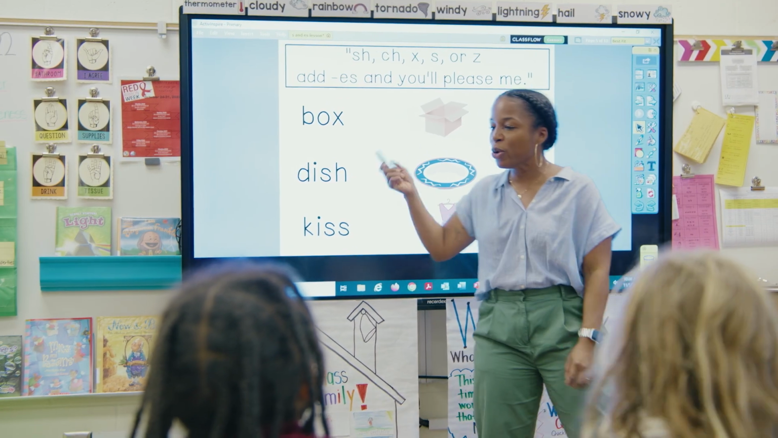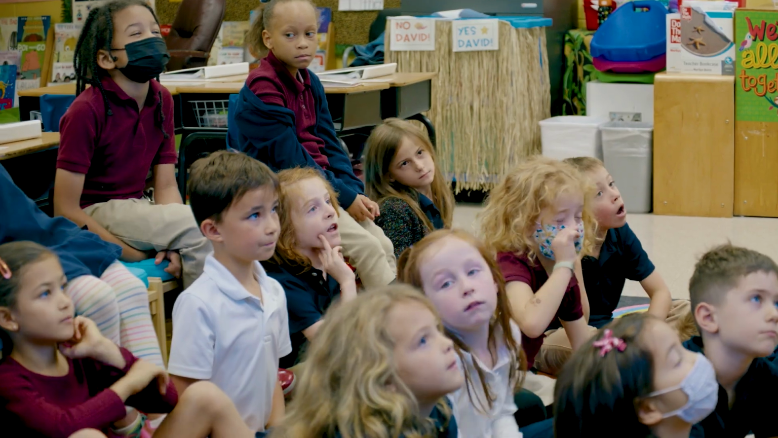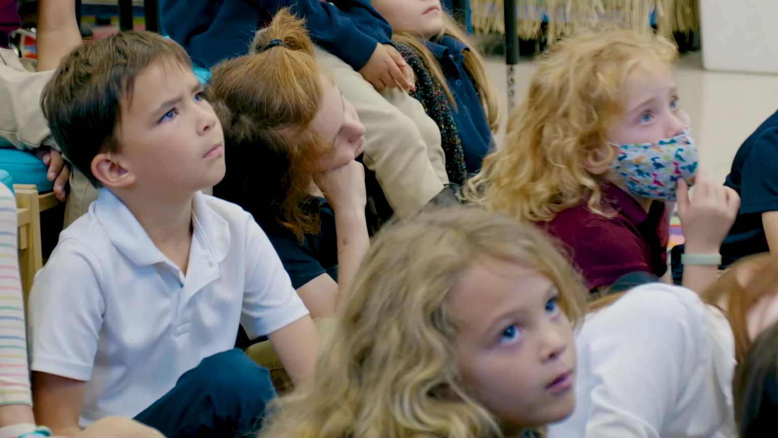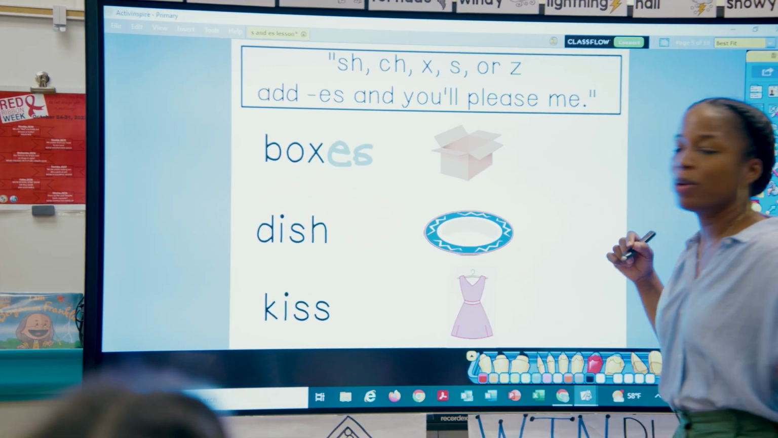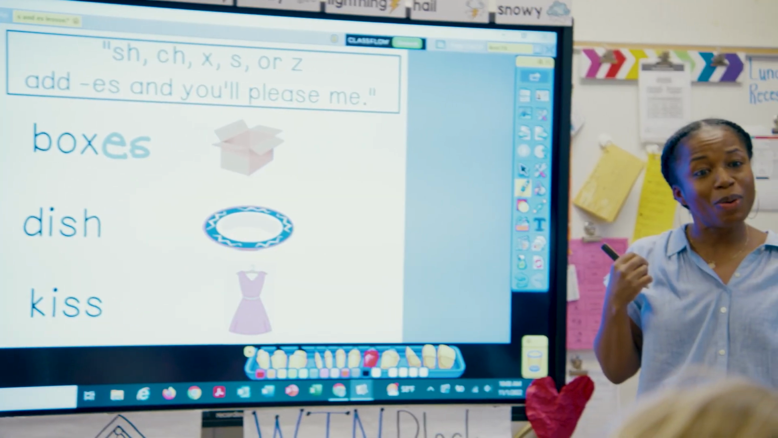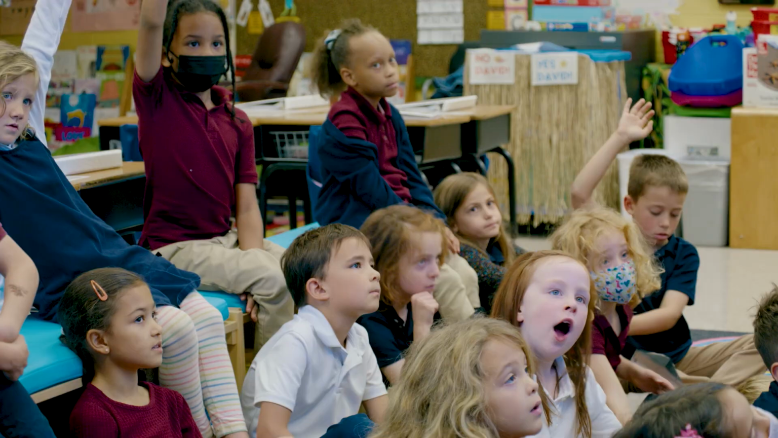So we have a word. Who can raise their hand and read the word for me? I would like Leo to read the word. Box. Box. I'm going to add suffix ES to that word. Leo, what did I do to that word? Make it plural. I made it plural. What word do we have now? Boxes. Boxes. We have more than one.